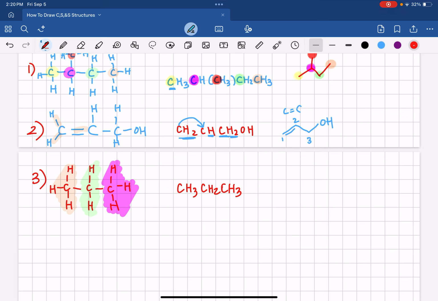Now I will be drawing the skeletal structure. There are no double, no triple bonds, no other atoms that don't include a hydrogen like oxygen, nitrogen, and chlorine. So I simply just draw 1, 2, 3 sharp ends. This is indicating the skeletal structure for this and this.